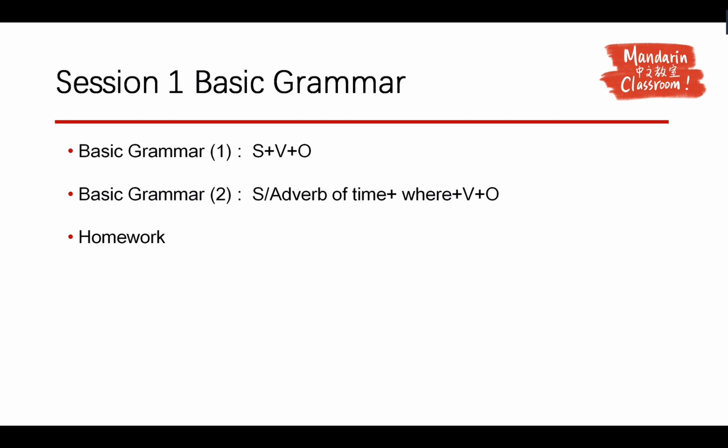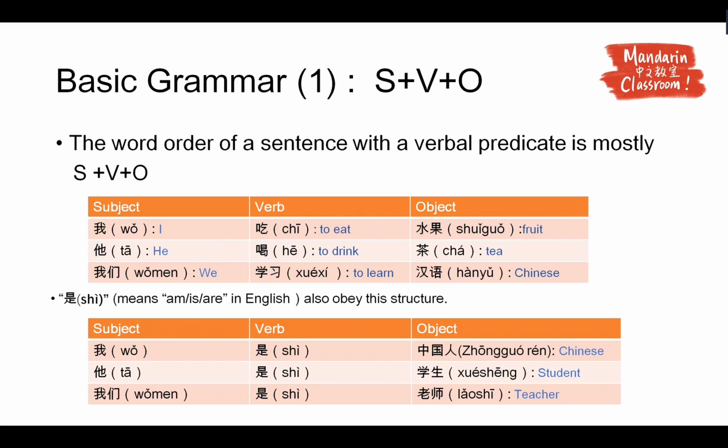And at the end of the class, I will give the homework to you and we will check them in the next class. So, let's move to the first grammar. Let's see the explanation firstly. The word order of a sentence with a verbal predicate is mostly subject plus verb plus object. It's totally the same as English. But if your mother language is subject plus object plus verb, I suggest you need more time to practice and remember them so that you could get used to this difference.